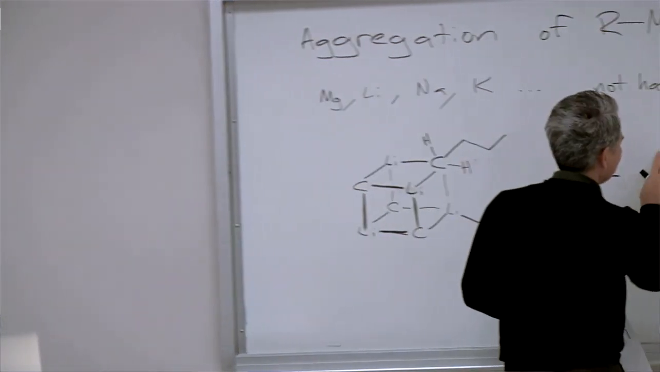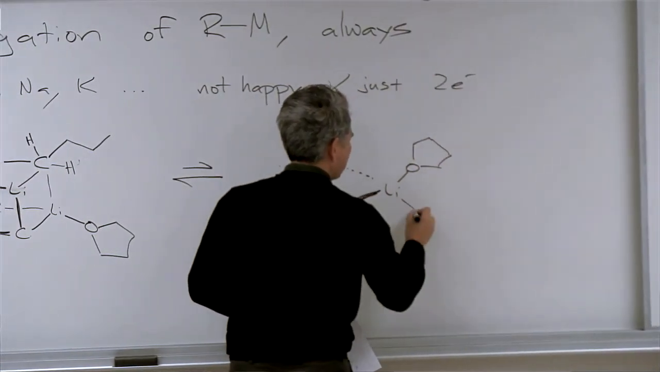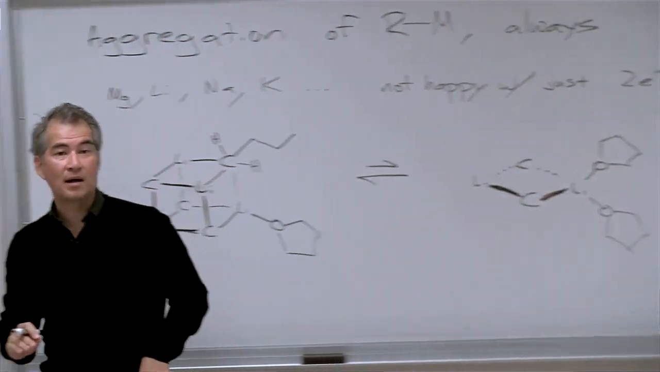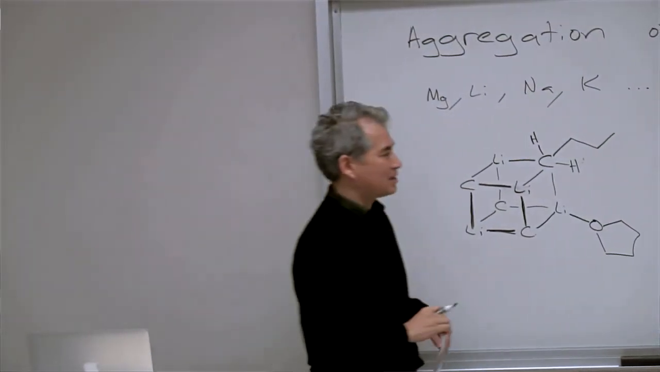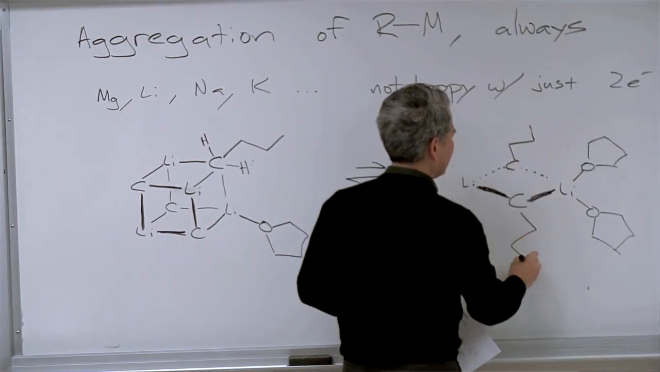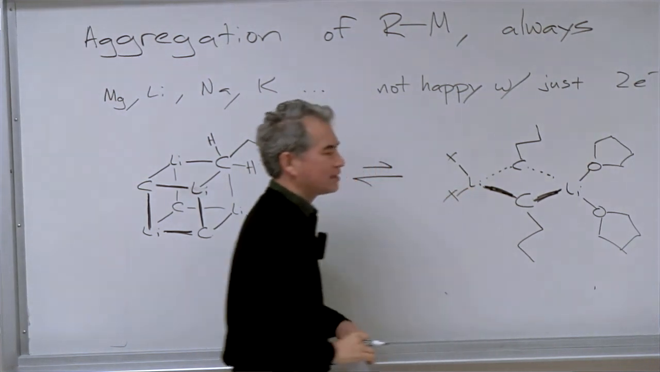Actually, let me put the THFs over here. Right, so here's another way you can help each one of those lithiums satisfy the octet rule: you can use 2 THF molecules instead of just 1 on each lithium. So here's my butyllithium. Here's my butyllithium. And then each one of these, I'll just put X over here for more THF molecules.